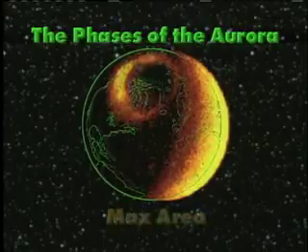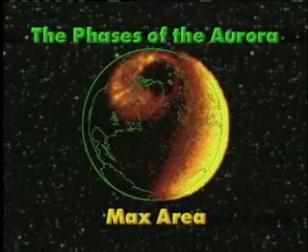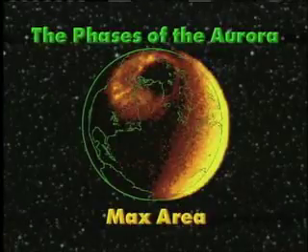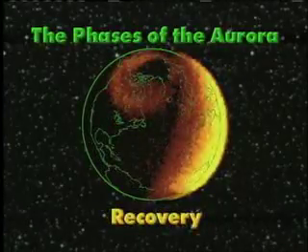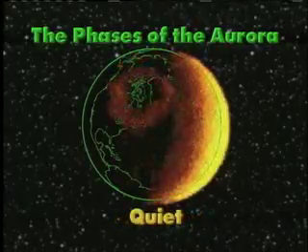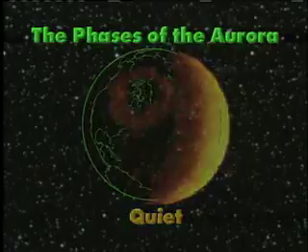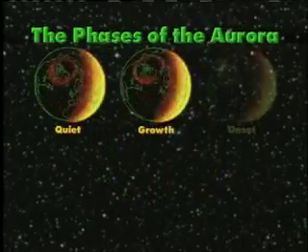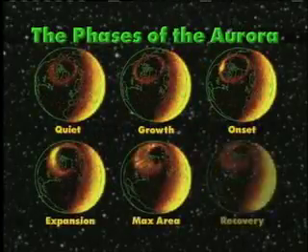When the aurora reaches its maximum expansion, you can see that the large bulge begins to break up and small discrete features appear. Finally, the whole aurora dims and recovers. It will eventually return to the initial state, the quiet phase. The whole process may repeat over and over again until the activity dies out completely.